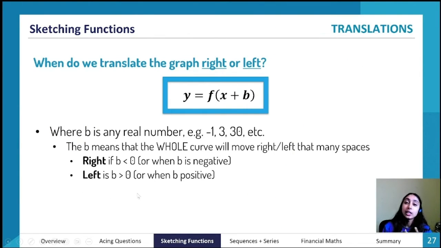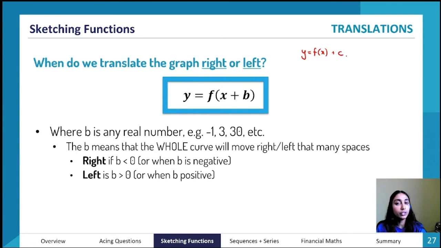The other kind of translation that I was talking about before was left and right. So that can be seen for the notation y is equal to f of x plus b. So I want you to take a look at the actual notation. You can see that we've got it inside the brackets of the function, as opposed to y is equal to f of x plus c. The way that I remember which variable is being impacted by these translations is by actually looking at where the B and the C actually are.